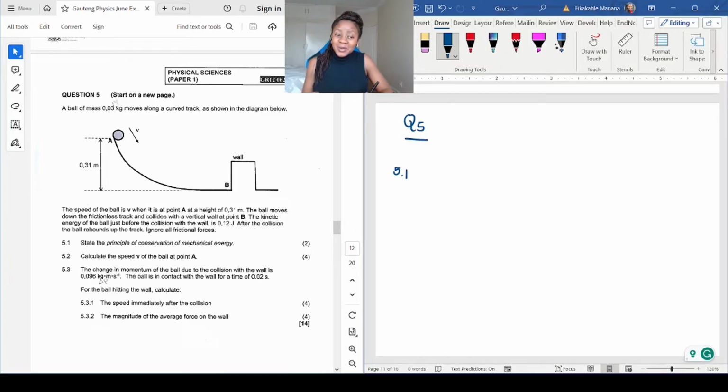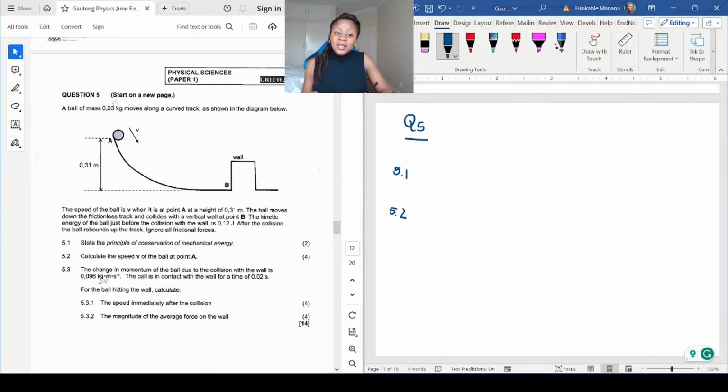It's a theory question. It says, state the principle of conservation of mechanical energy. I'm not really going to write it down, but we're just going to summarize it quickly. That would basically be: the total mechanical energy in an isolated system will remain constant. And there you get your 2 marks.